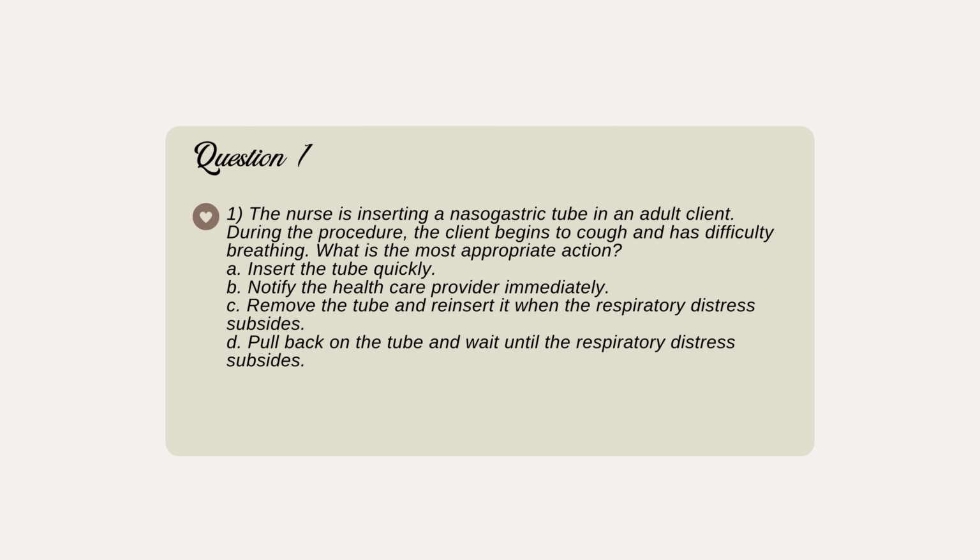Question number 1. The nurse is inserting a nasogastric tube in an adult client. During the procedure, the client begins to cough and has difficulty breathing. What is the most appropriate action? A. Insert the tube quickly. B. Notify the healthcare provider immediately. C. Remove the tube and reinsert it when the respiratory distress subsides. D. Pull back on the tube and wait until the respiratory distress subsides.